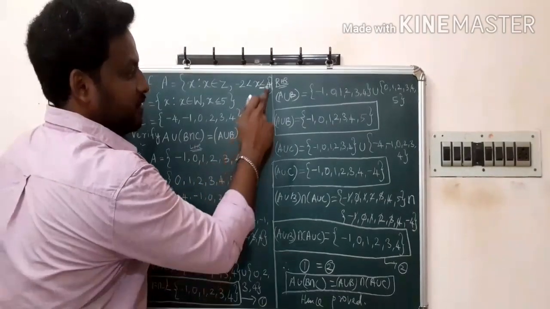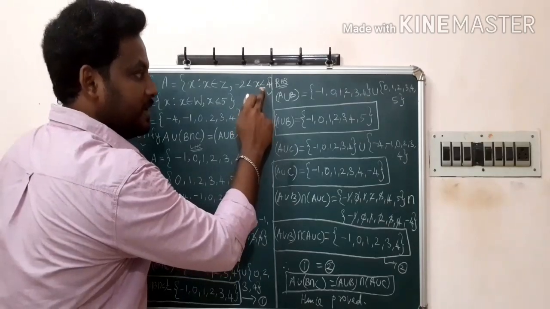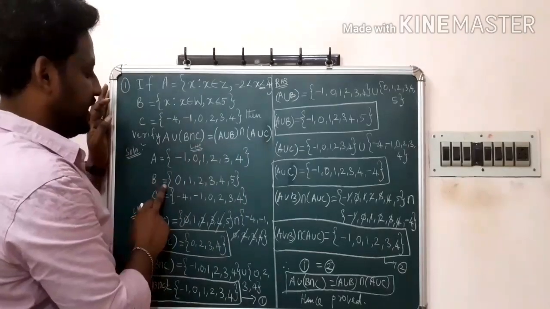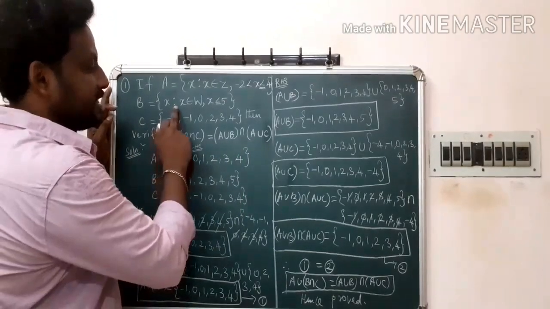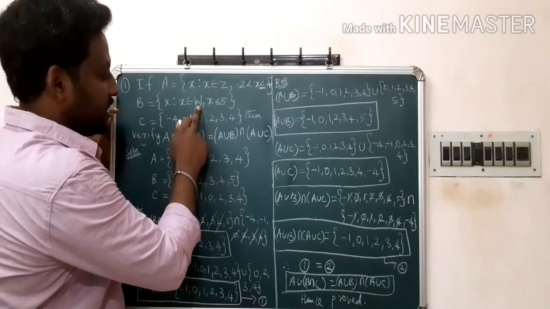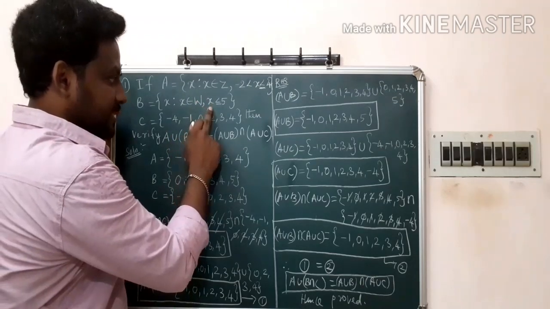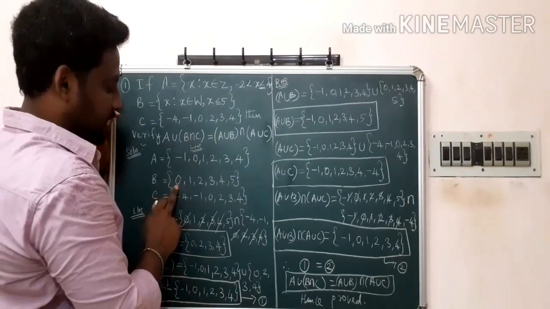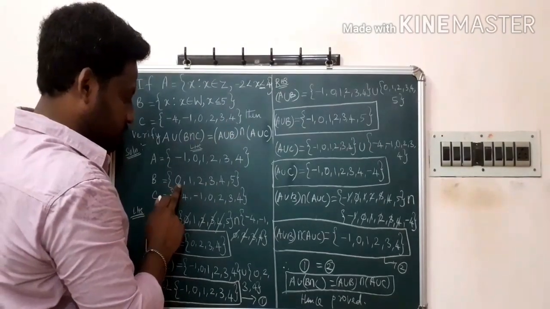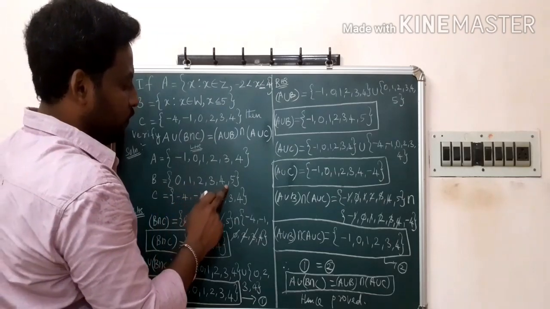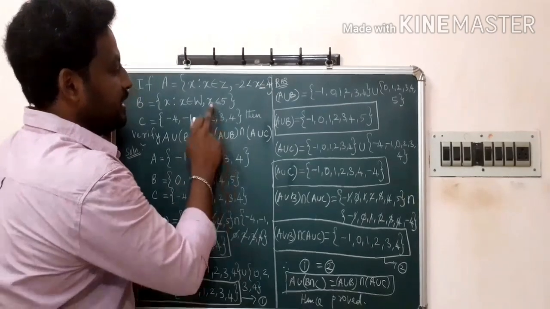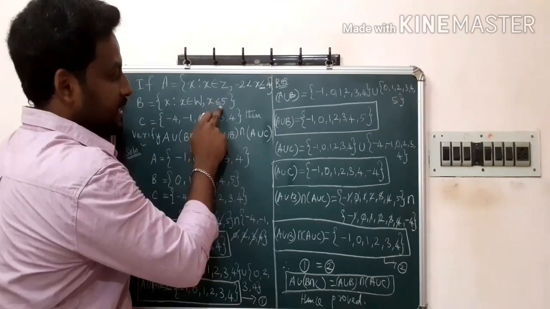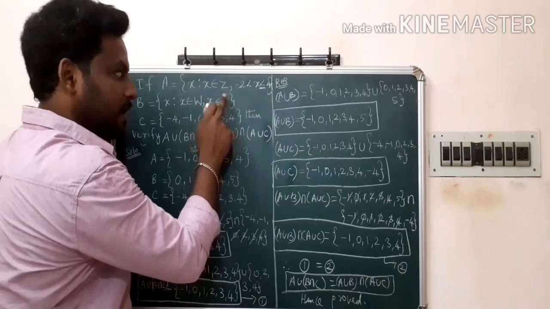Why are we taking 4? Because x is less than or equal to 4. So A is minus 1, 0, 1, 2, 3, 4. And then set B is equal to x belongs to the whole numbers. We know that the whole numbers start from 0, and the condition given is x must be less than or equal to 5. So B is 0, 1, 2, 3, 4, 5. Why are we taking up to 5? Because x must be less than or equal to 5, so less than or equal means we have to include that number also.